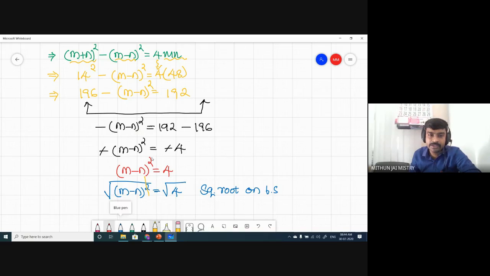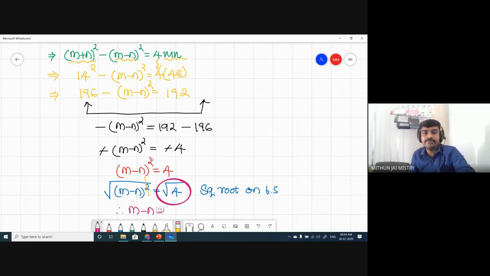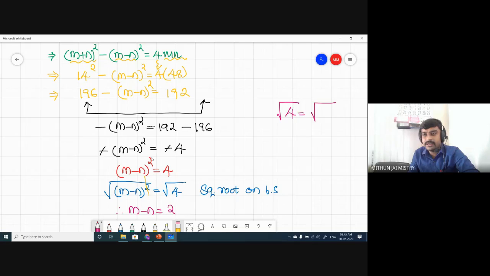Now what remains is only m minus n. What is the square root of 4, guys? The square root of 4 is 2. So this is your answer. How, sir? You have to think one step ahead always. 4 can be written as 2 square. Here square and root will get cancelled and finally you will get 2.